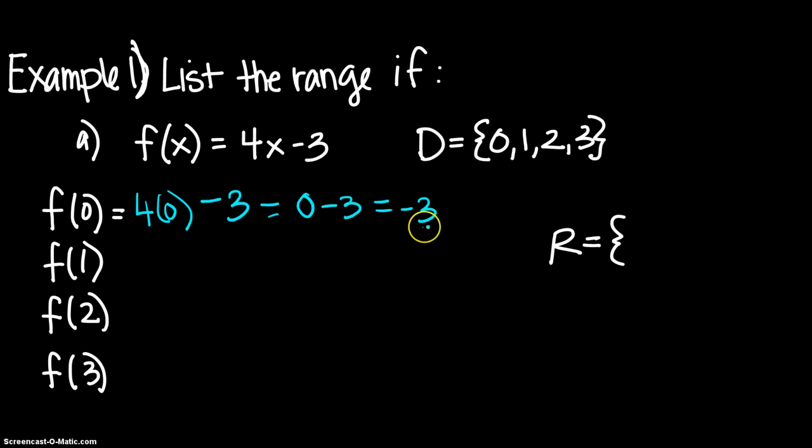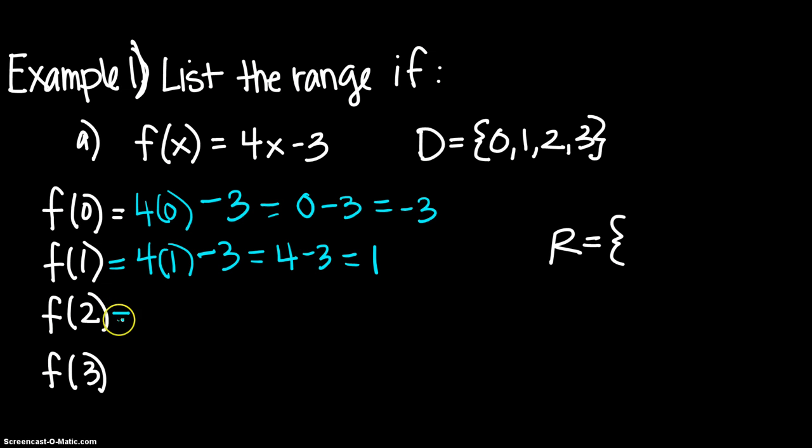So that negative 3, that is part of my range, right? I plugged it into the function, and now I have the output. So the input was 0, the output is negative 3. The output is the range. So I'm going to do the same thing for 1. Put 1 in the place of x, so 4 times 1 minus 3. I'm going to continue to solve, so this is 4 minus 3 equals 1. So this is the second number of my range.